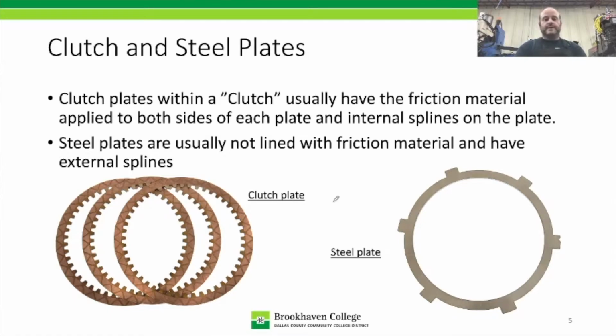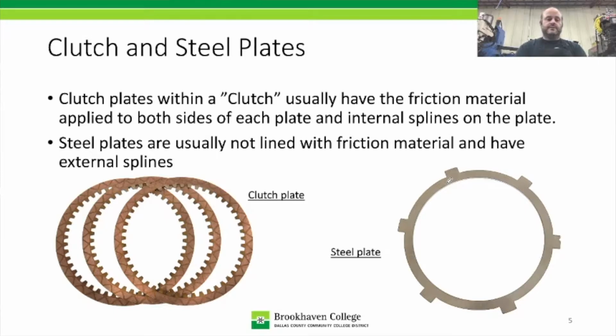Now steel plates, if we look on the steel plate over here, it's just a steel plate that's been stamped into a shape, and it's just a steel surface on both sides. Like I said, same thing with the clutches. Steel plates 95% of the time are going to have steel on both sides. However, there are situations where you'll have steel plates which would be better represented as externally splined plates, because they'll have friction material on one side and steel on the other side.